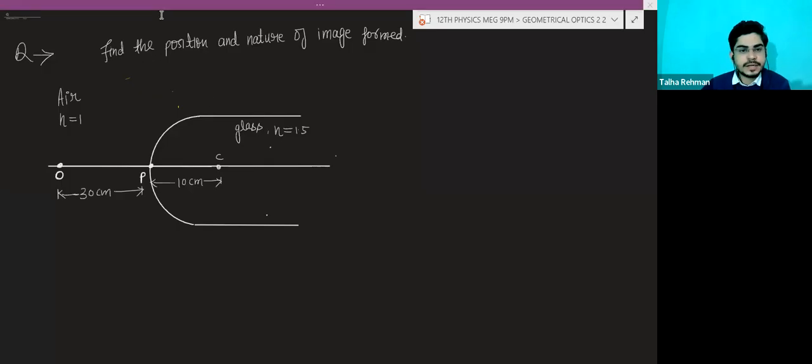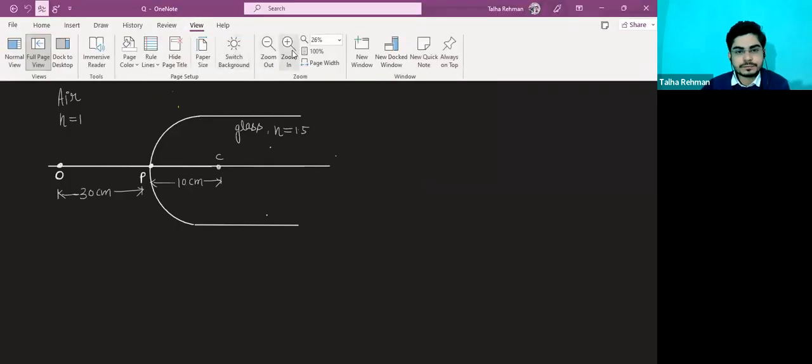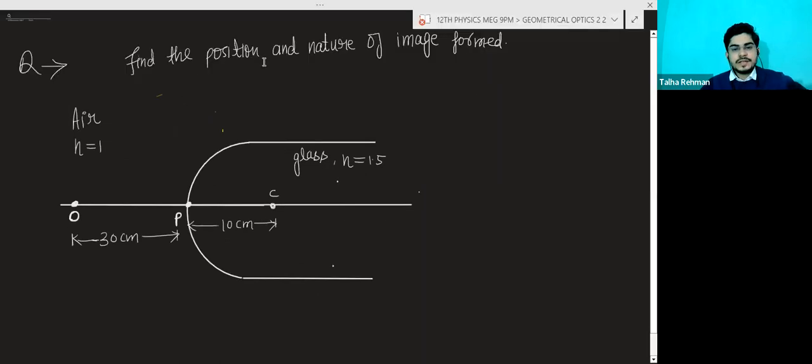Okay, so we will solve this question now. They are asking to find the position and the nature of the image formed. This is the object placed, this is the principal axis, and this is the spherical surface. Here is the spherical surface.